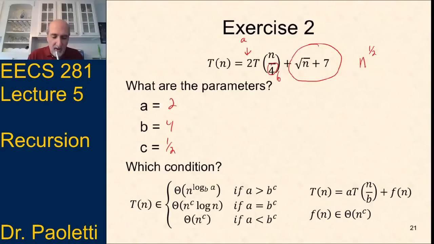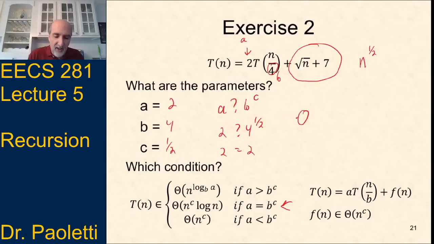All right, so we've got our a, b, and c. We've got to figure out how a is related to b to the c power. So how is 2 related to 4 to the 1/2? 2 is equal to 2. That tells us we're in the second case here.